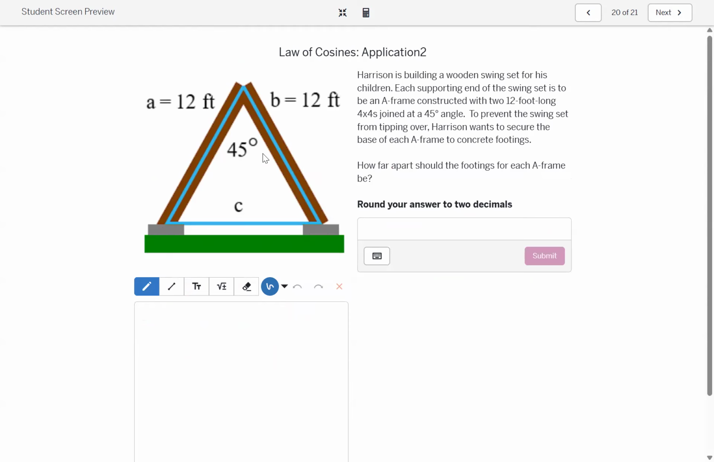So I know two sides and the angle in between. I can find the third side. Now, C here, is that going to be bigger than 45 or smaller than that? Sorry, C is a side. Is C going to be bigger than 12 or smaller than 12?